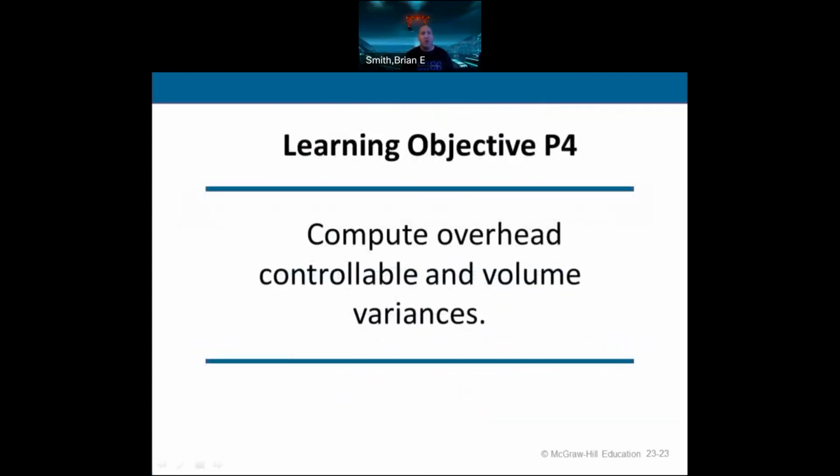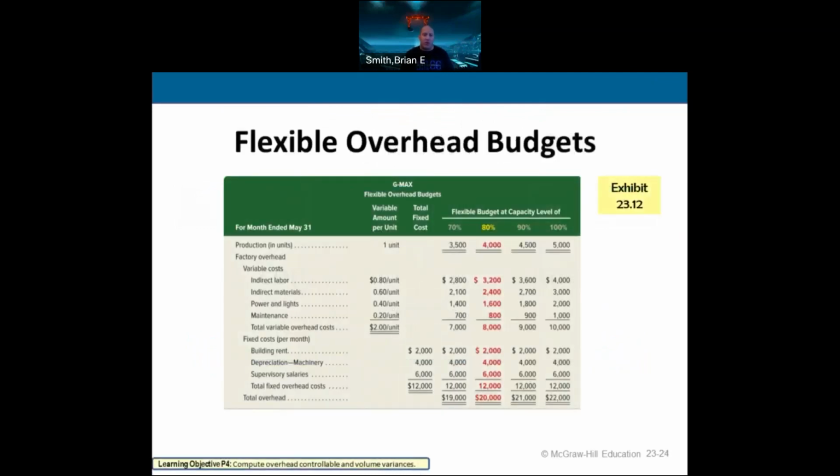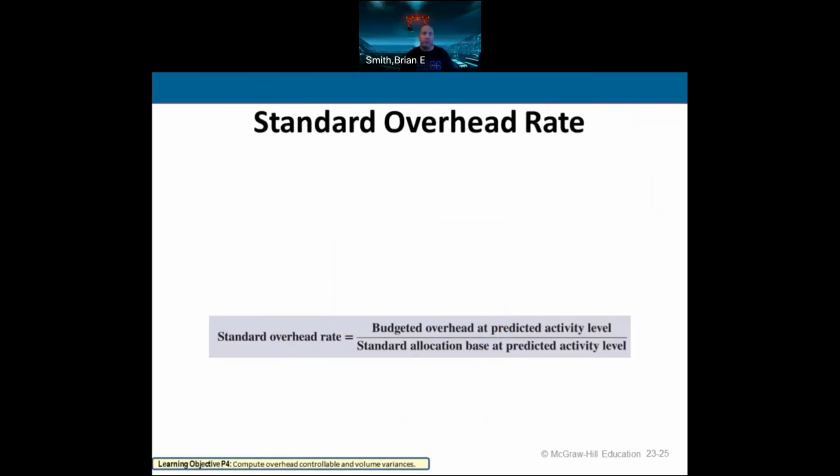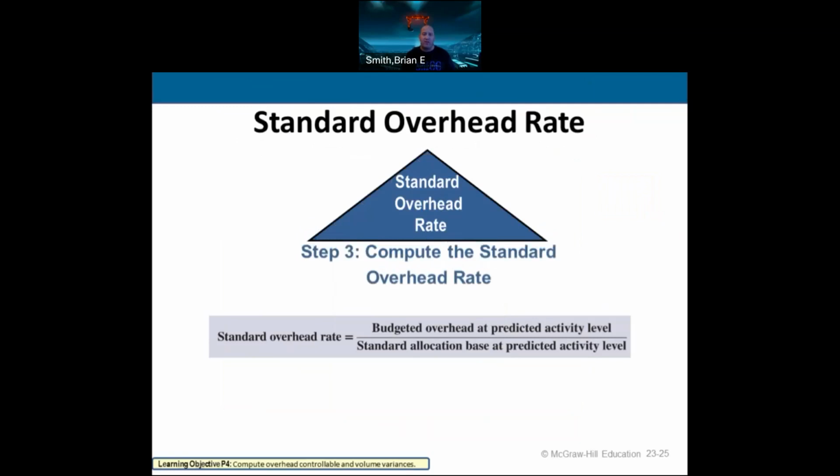So overhead controllable and volume variances, this is what we want to look at here for our overhead variances. When we look at our flexible budget at the capacity level, we're looking at 80%. When we're operating at 80%, we're saying that we should be able to produce 4,000 units, and then we're looking at all the costs that we assume should be there at a 4,000 unit production level. The way we calculate our overhead standard rate is we take our budgeted overhead at predicted activity level and divide it by the standard allocation base at the predicted activity level.